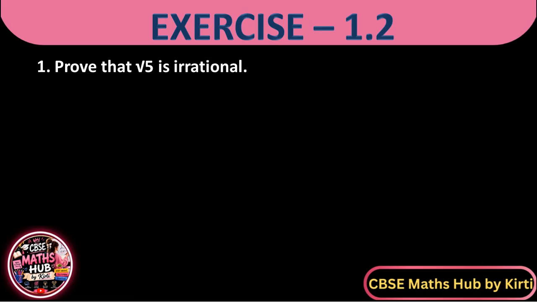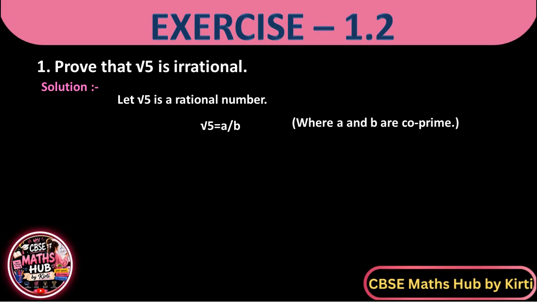Our first question says, prove that square root of 5 is irrational. To solve this question, we will use the contradiction method. First, let us assume that square root of 5 is a rational number. So, we can write root 5 is equal to a upon b, where a and b are coprime integers and b is not equal to 0. Now, squaring both sides, we get 5b square is equal to a square.